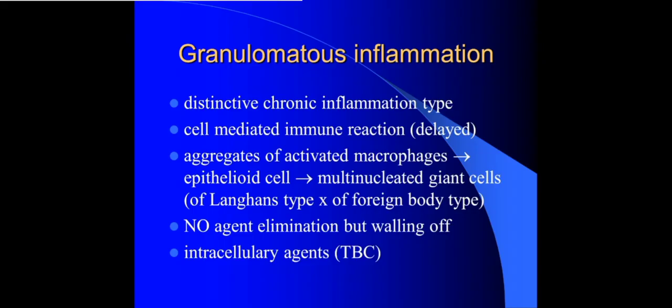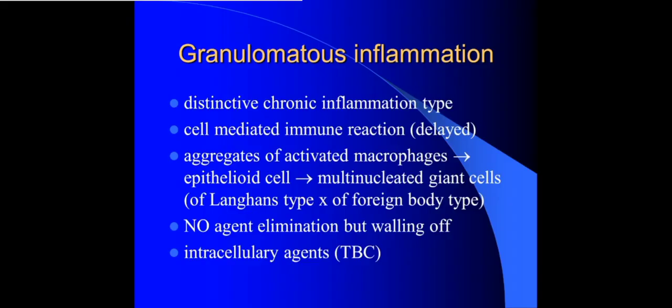Granulomatous inflammation. Distinctive chronic inflammation type. It is a cell-mediated immune reaction. Cell-mediated immune reaction means it is a type of T-cell mediated immune reaction, and it is delayed type. Aggregates of activated macrophages, epithelioid cells, multinucleated giant cells of Langhans type or of foreign body type. No agent is eliminated, but there is walling off of intracellular agents, that is TBC.